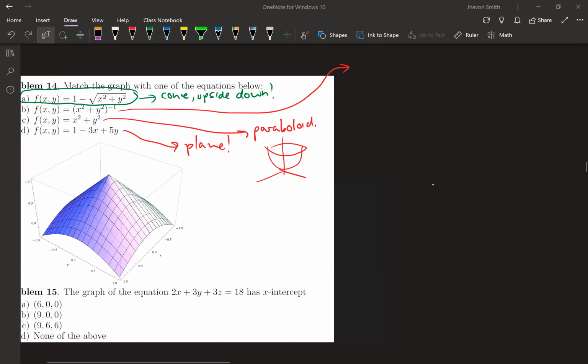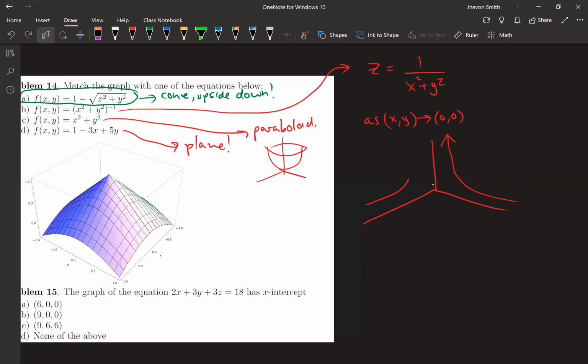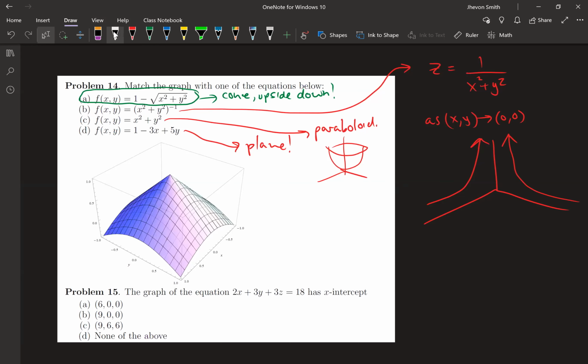Because this looks like z equals 1 over x squared plus y squared. Notice that as you approach the origin, this guy blows up, right? So it goes shooting up to infinity. This tells you at 0, it's definitely not going to stop at 1. It's going to get bigger and bigger the closer you get to 0. It actually blows up to infinity as you approach 0. So even by process of elimination, choice A should be the obvious answer, but you really should know what the equation of a cone looks like.